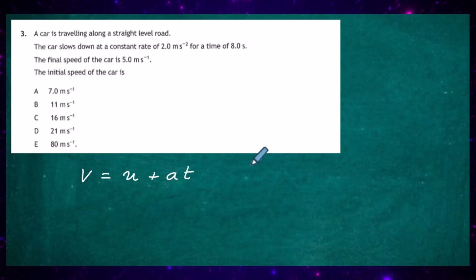Now we know what the final velocity is. It's going to be 5 meters per second. So we'll put in 5 there. And we're asked to find what the initial velocity is, which is u, plus the acceleration times the time. I'll put that in brackets.